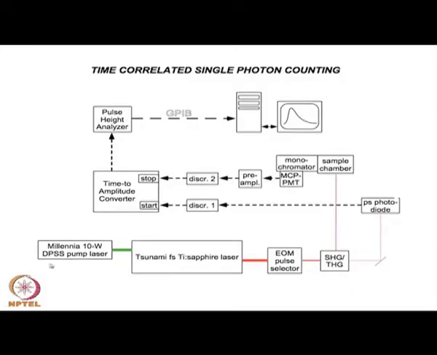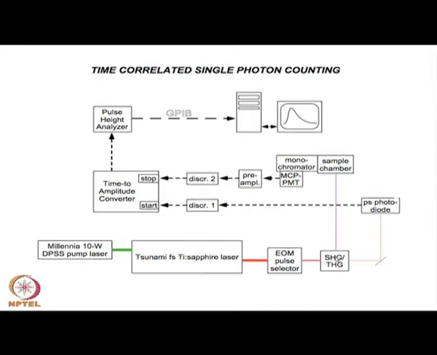So, there is a Millennia 10 watt DPSS diode pumped solid state pump laser. There is a Tsunami femtosecond Ti-Sapphire laser. It is a special kind of titanium sapphire oscillator. Then these are some other things, then the various types of pulse shaping and pulse selector devices.